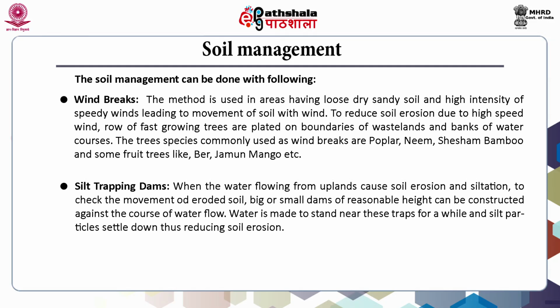Silt trapping dams. When the water flowing from uplands causes soil erosion and siltation, to check the movement of eroded soil, big or small dams of reasonable height can be constructed against the course of water flow. Water is made to stand near these traps for a while and silt particles settle down, thus reducing soil erosion.